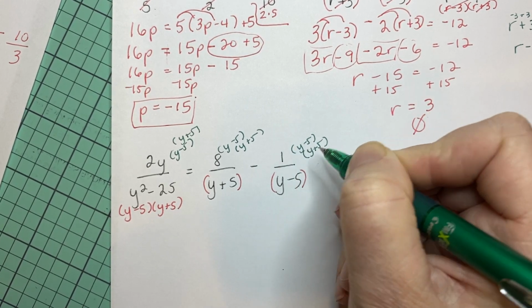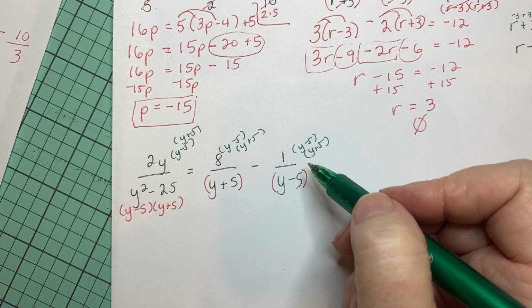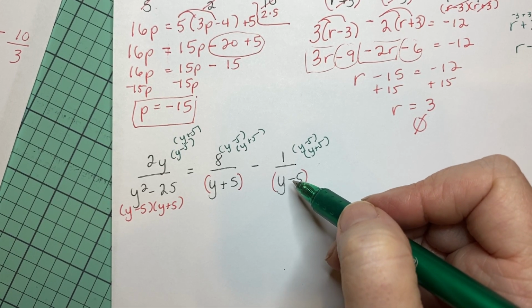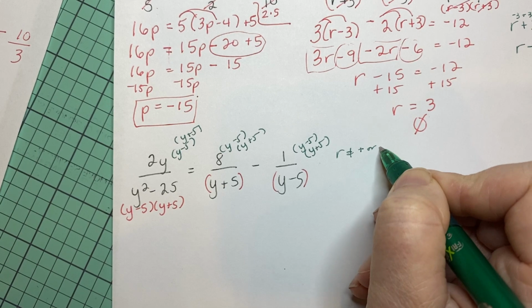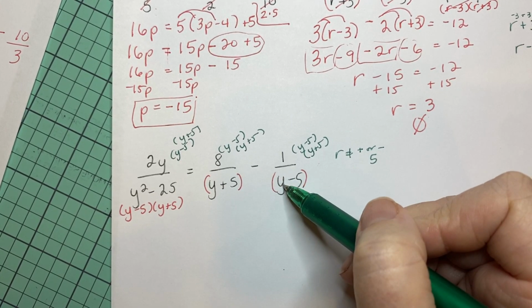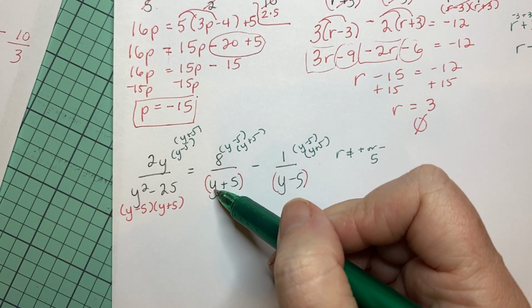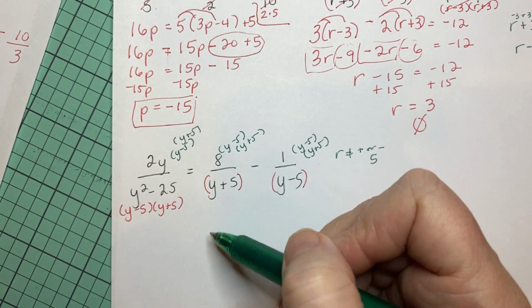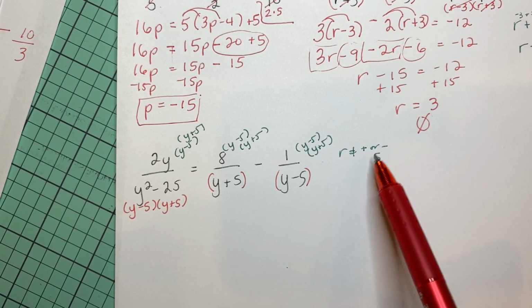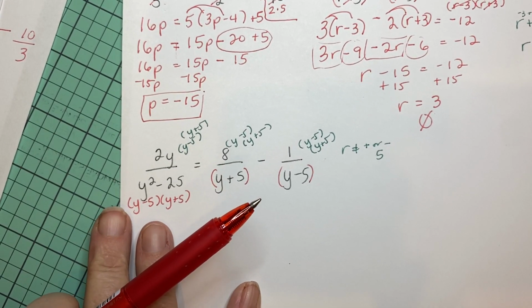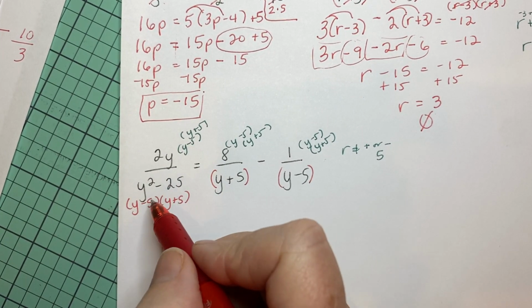Now, while I'm writing these, let's think about what the answer can be. The answer can be anything except that y cannot be positive or negative 5, because a positive 5 would make this one 0 and a negative 5 would make that one 0. So if you get any other answer in the world, it's fine. But if you get either of these answers, then your answer is no solution. So let's look at this first one.